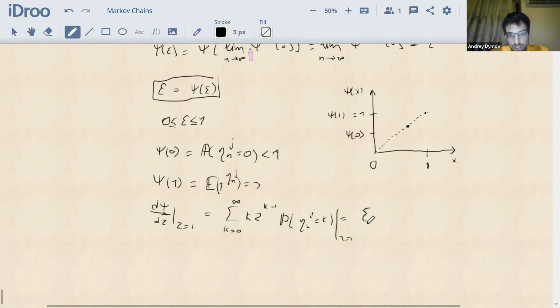Here I obtain the same summation, but without z. And what is this? This is exactly the expectation of eta. Let me call it mu.